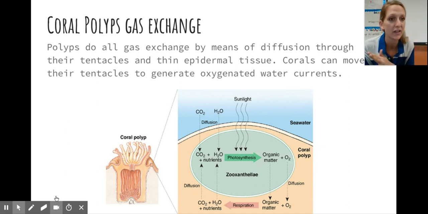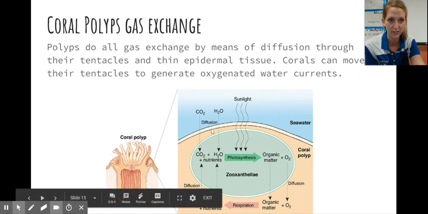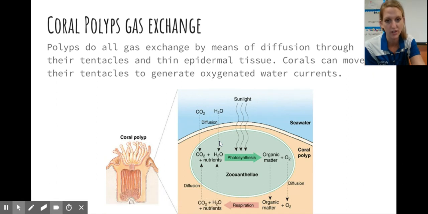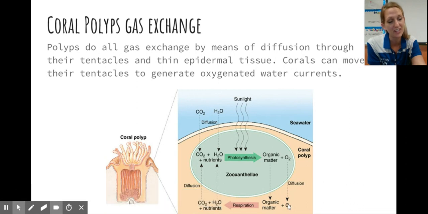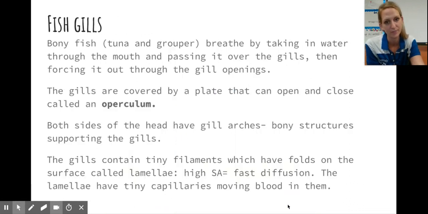If the water is pretty stagnant, if there's maybe not a strong current going through, they can create their own current by moving themselves back and forth. And you can see here they're so thin, so thin. So water can come in, and they can take in water and carbon dioxide so the zooxanthellae can do photosynthesis. That oxygen that's created can then get diffused into the coral, the organism, so that it can use it to do cellular respiration.